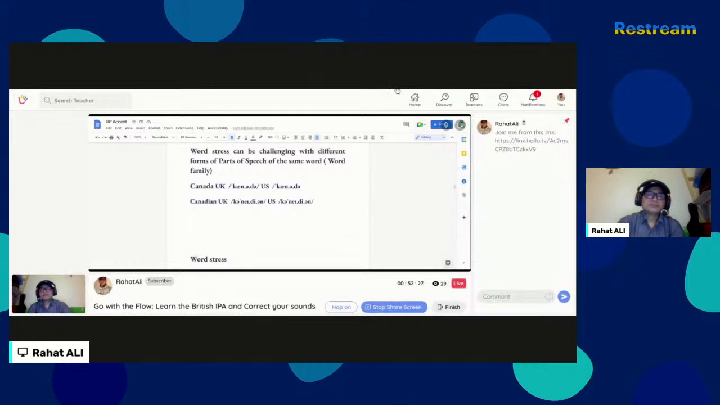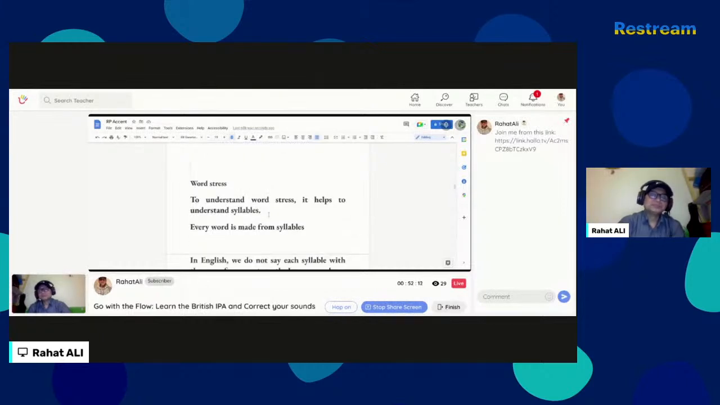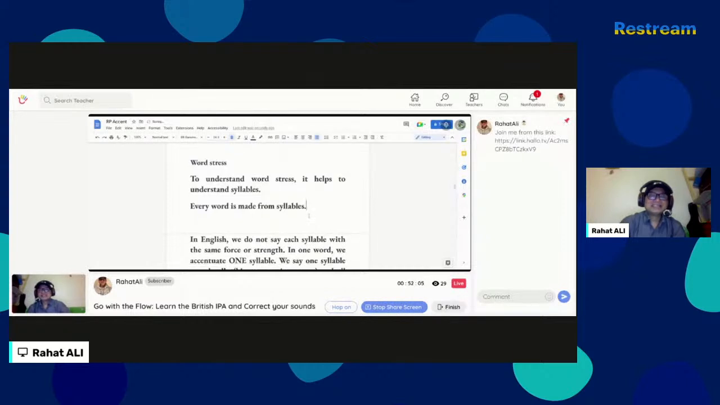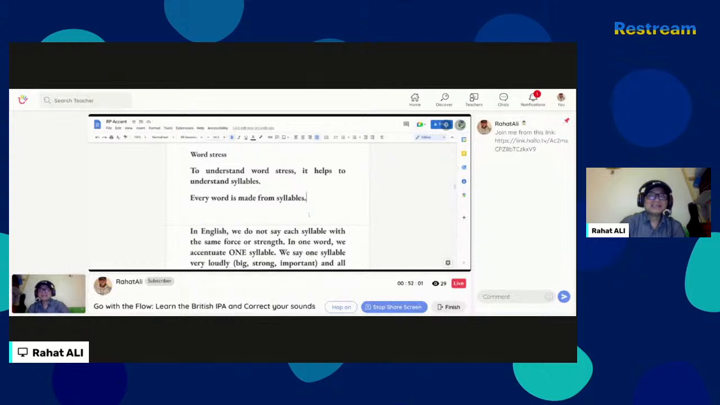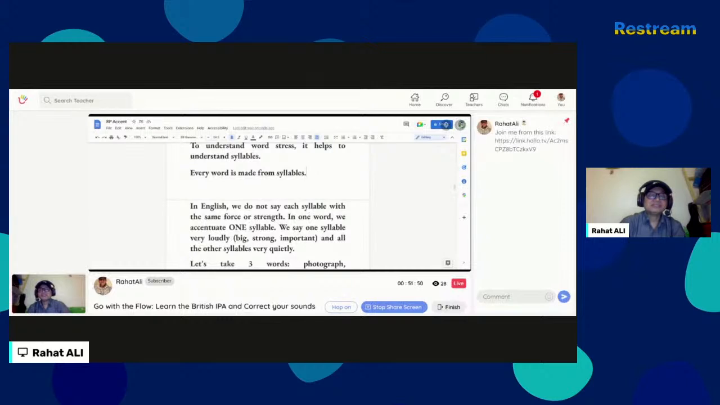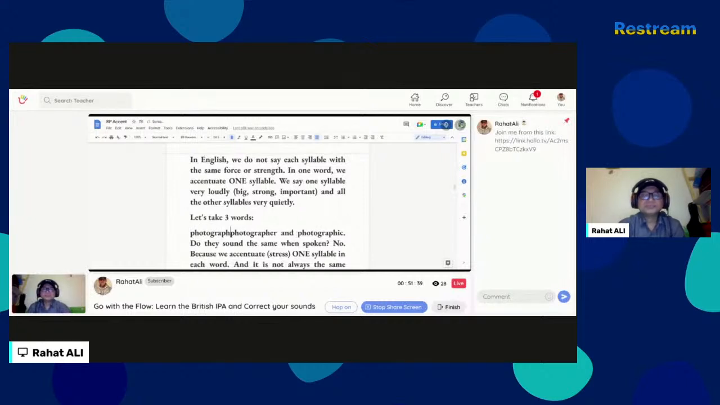All right, so word stress. Now, to understand word stress, it helps to understand syllables. And I have explained syllables already. I explained last week, the week before. Every word is made from syllables. In English, we do not say each syllable with the same force or strength. In one word, we accentuate one syllable. We say one syllable very loudly, big, strong, important, and all other syllables very quietly. For instance, let's take the three words. Okay, this would be an ideal example.